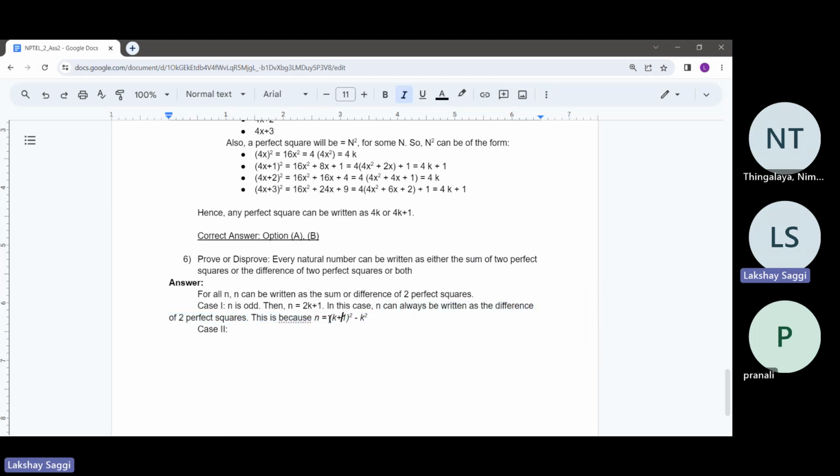And what are the two perfect squares? This k plus 1 whole squared and this k squared. So k plus 1 whole squared is a perfect square, right? Similarly, k square is also a perfect square. And the difference of these two perfect squares, k plus 1 whole squared minus k square, will come out to, you can expand this k plus 1 whole square as k square plus 2k plus 1, right? And this k square will be subtracted. So we will only be left with this 2k plus 1. So what we are essentially saying is that n is equal to k plus 1 whole square minus k square. And what this essentially means is that n can always be written as difference of two perfect squares in the case when n is odd.